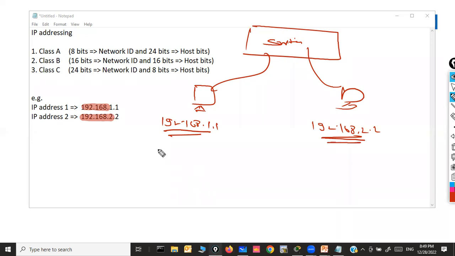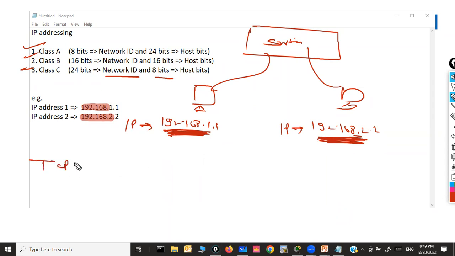Okay, so we understand class A, B, C. We know network ID, host ID. As an engineer, administrator, we understand that very well. That IP address is of class C. Class C means the initial 3 octets, the network portion, the network bits, are not the same. That is why they will not communicate.